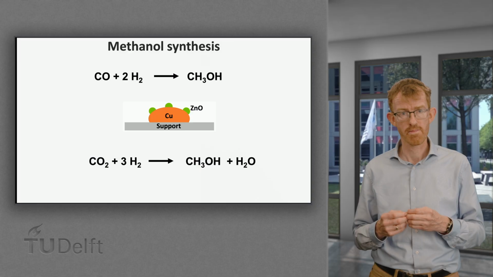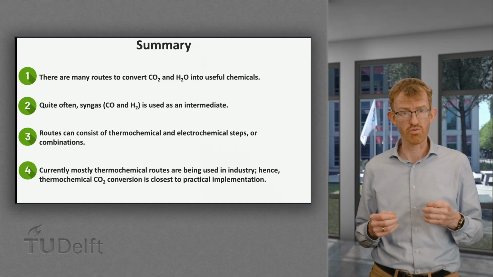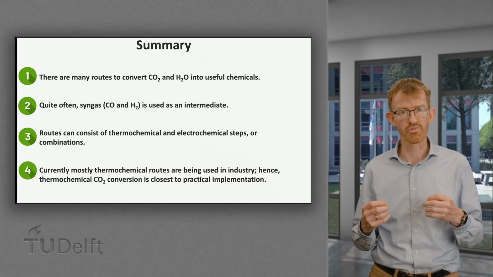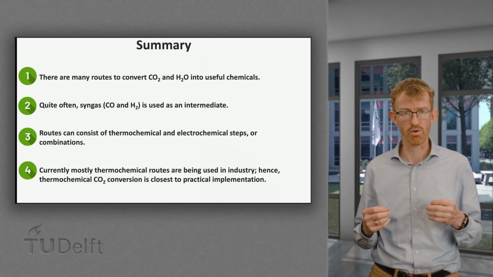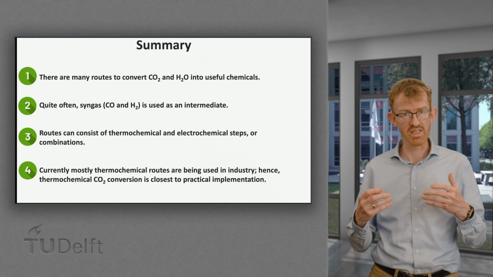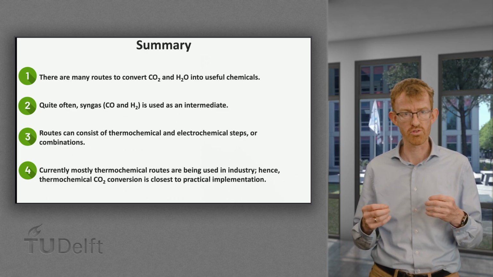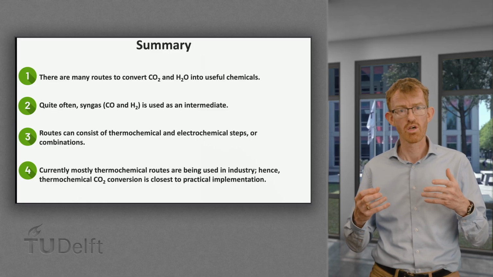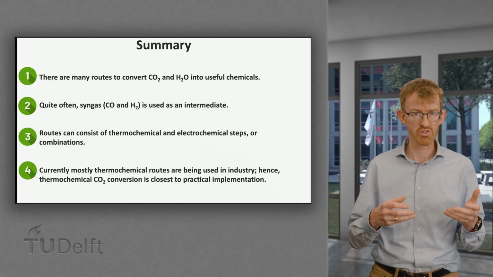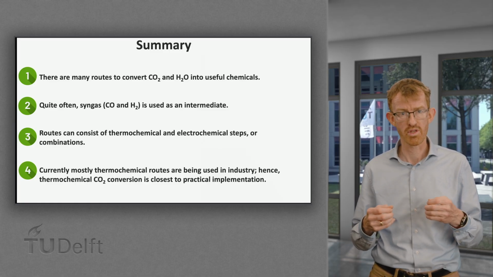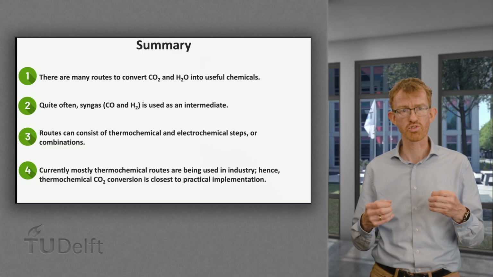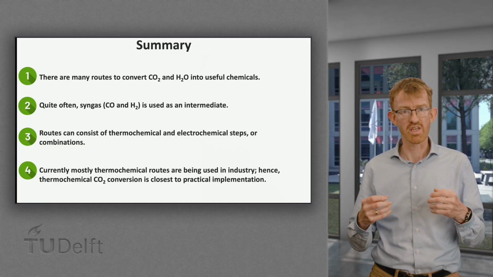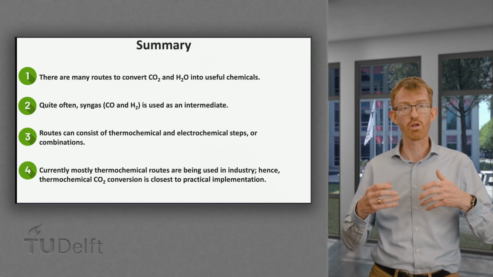That brings us already to the final slide. We have seen that there are many different ways to convert CO2 and water into useful chemicals. Quite often, syngas, the mixture of CO and hydrogen, is used as the intermediate. Routes can consist of thermochemical steps, electrochemical steps, or a combination of both. Current industrial processes mostly rely on thermochemical steps. This means that thermochemical CO2 conversion will be closest to practical implementation.